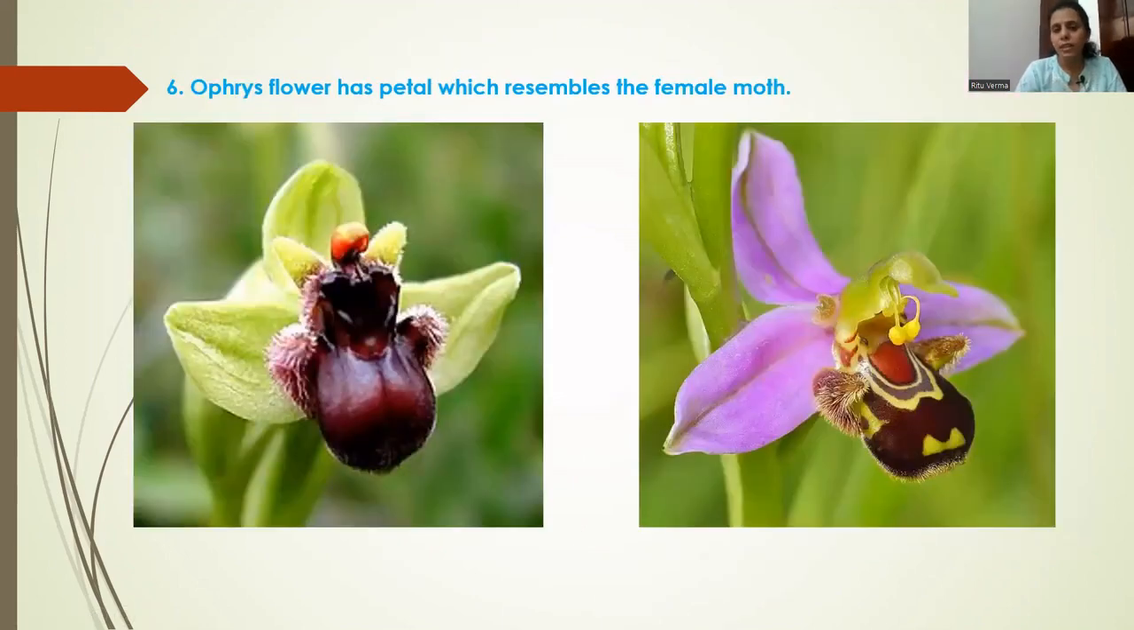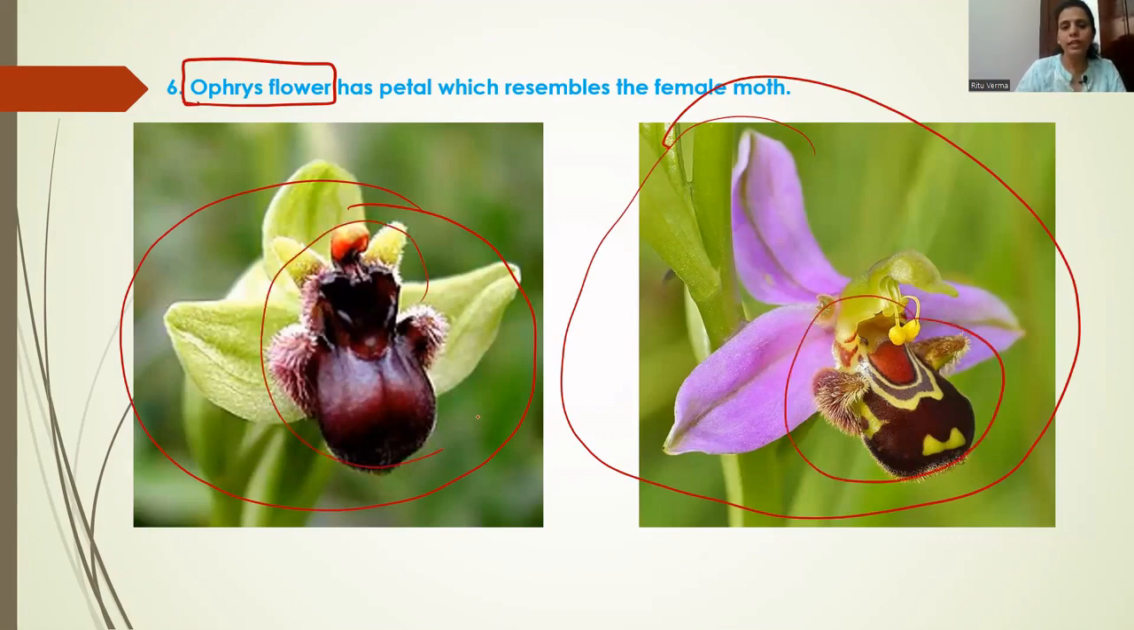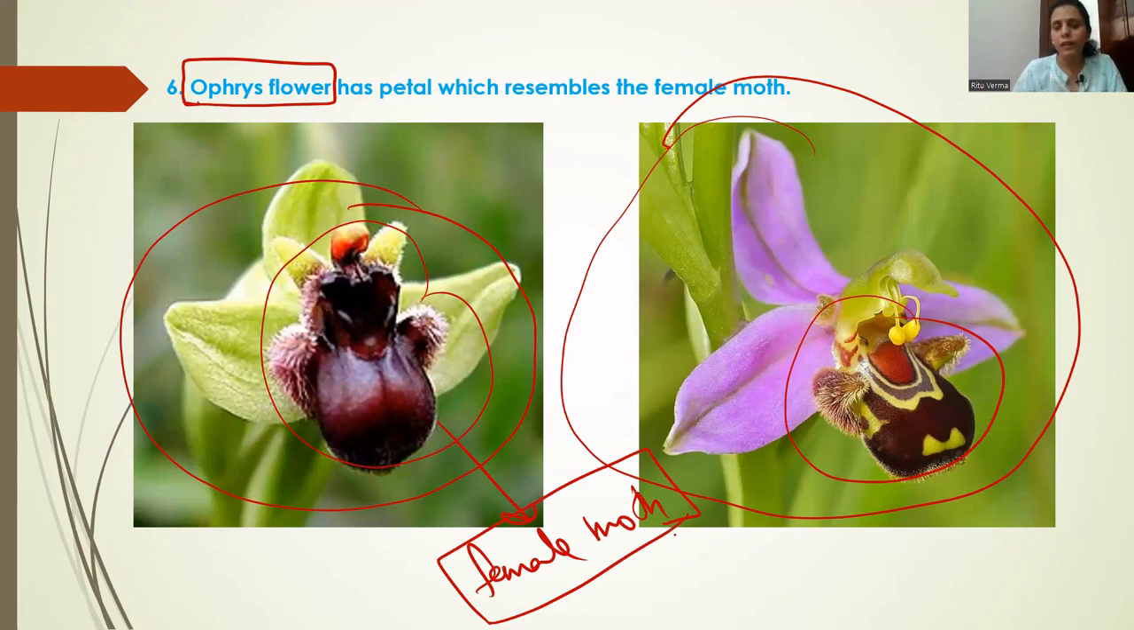There are some special adaptations of certain plants. One of the examples is the Ophrys plant, or Ophrys flower. Now the flower of this Ophrys plant has one petal which is similar to a moth. It actually looks like a female moth. One of the petals of the Ophrys flower resembles a female moth.